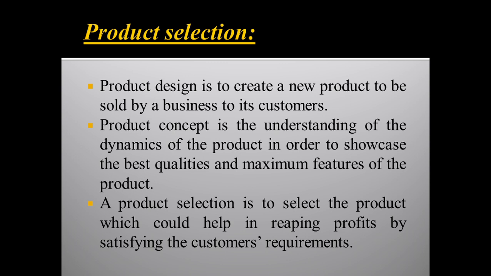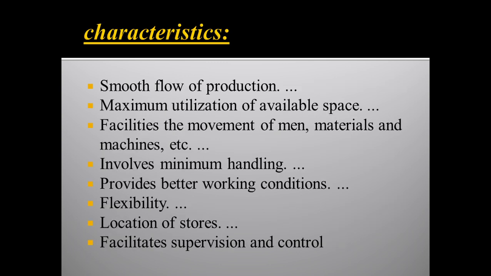Now, product selection is done. Then what are the characteristics? Why do we need factory planning? The features. First is smooth flow of production. Obviously, whenever a firm is going to manufacture products, they assume that there should be a continuous flow of production of goods that are being produced by the manufacturing concerns. Then is maximum utilization of available space. That means every firm has a limited amount of space and that needs to be used optimally. For that, they need to plan out the plant layout.